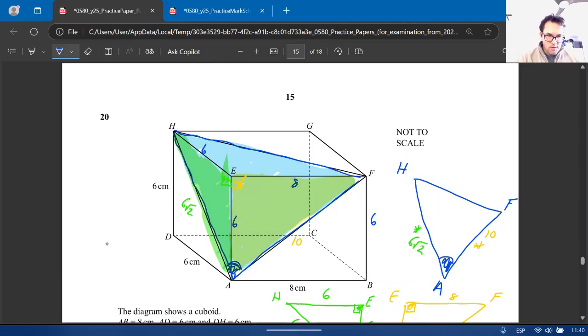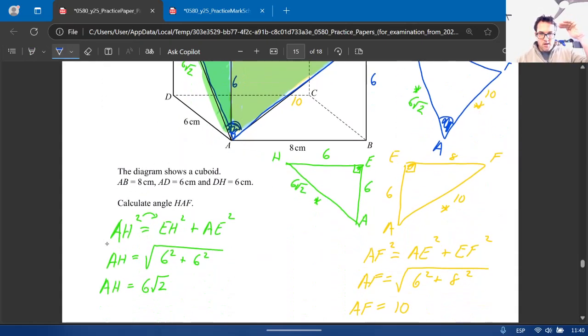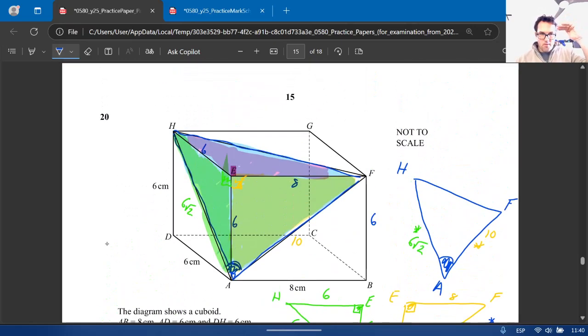Well, yes, because in this triangle up here, so what color do we want this time? Pink. This triangle up here, I'm not going to go through it all again, but it's got sides 6 and 8. It's a right angle triangle on the top face, so it's going to be the same as this triangle here, which means HF is also 10. That's also 10 because it's attached to a right angle triangle that's 6 by 8.